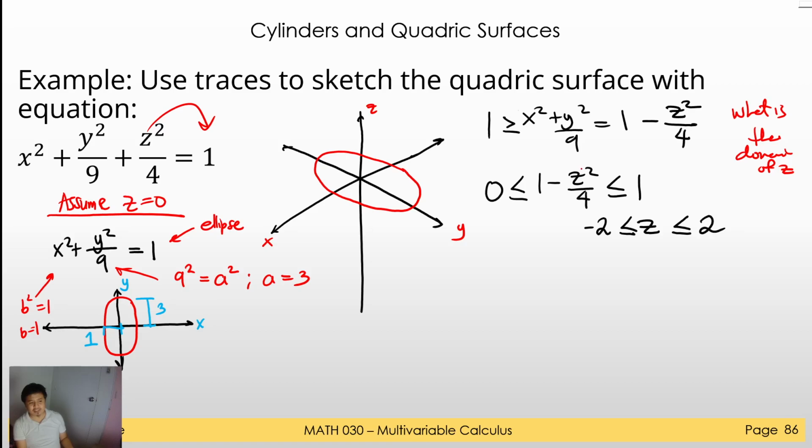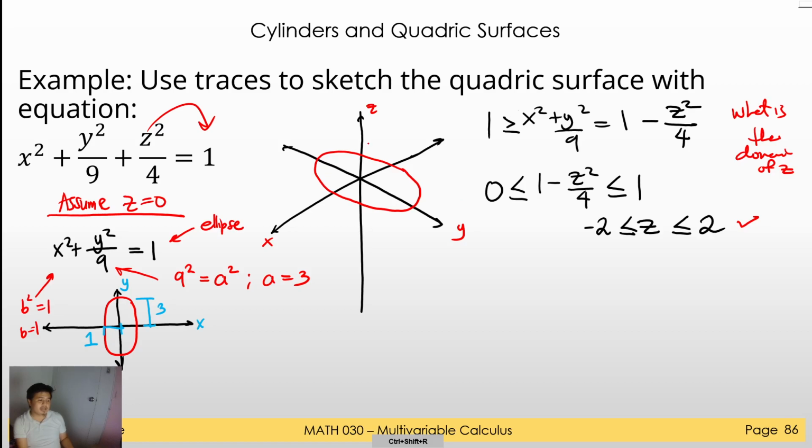Okay, so if z is equal to 0, this will become 1. If z is negative 2, this will be negative 2 squared. So this will be 1 minus 4 over 4, which is equal to 0. Okay, so it will reach its minimum. So as you can see, z here will be from negative 2 to positive 2. So we have to take note of this.